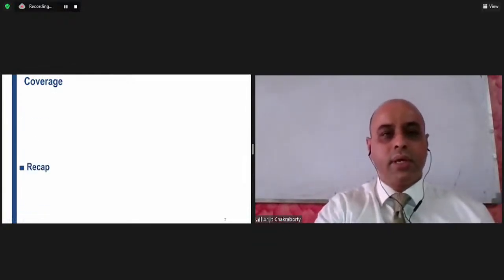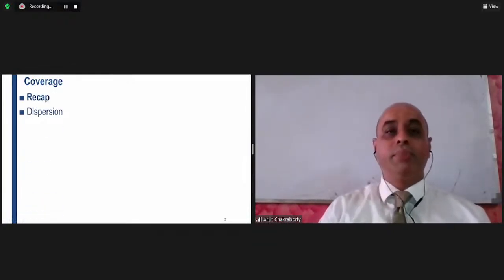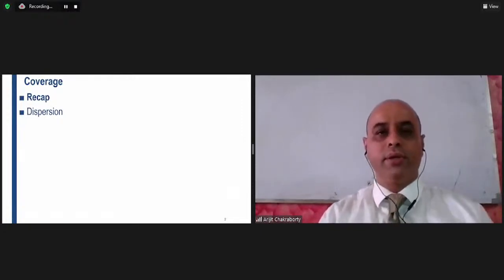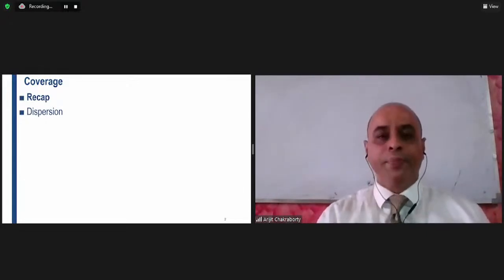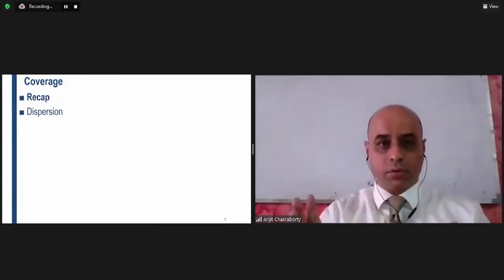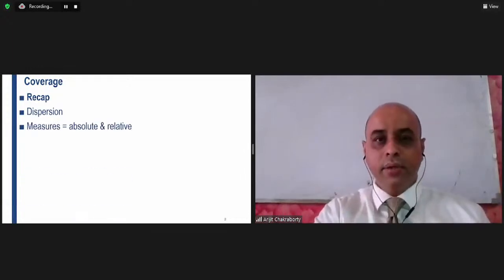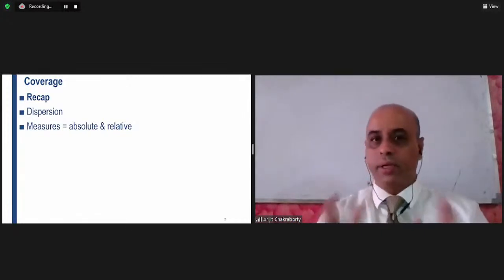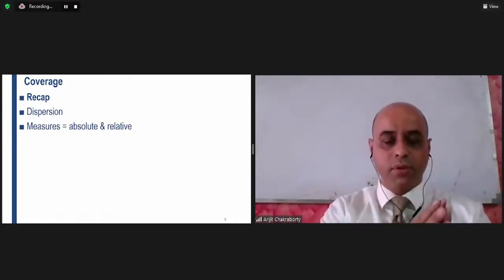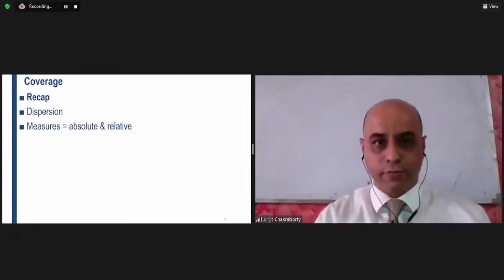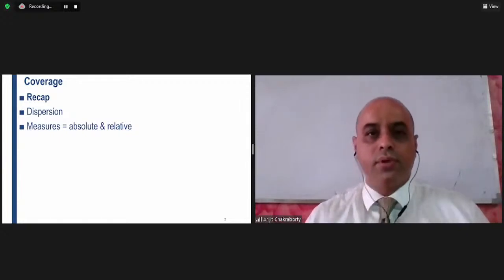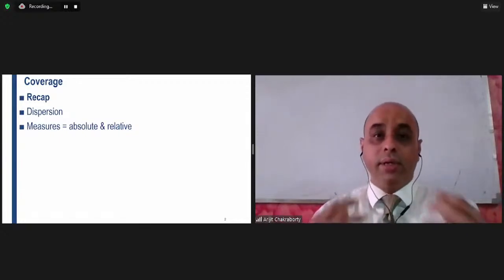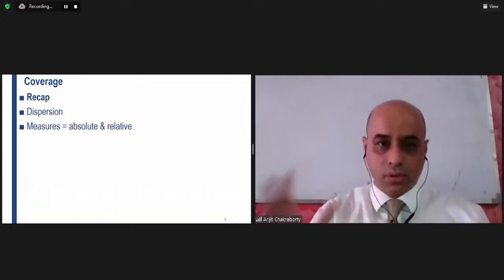In the last session, we had already covered the basic idea of dispersion, and you may recollect that dispersion means scatteredness of data, the extent to which data is spread out. Then we proceeded to cover the different measures. There are two types of measures: one is the absolute measure and the other is the relative measure. Relative measure is usually used for comparing the nature of two classes or two groups of variables.